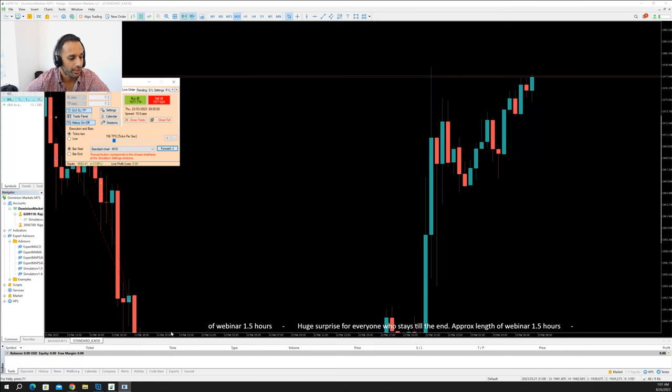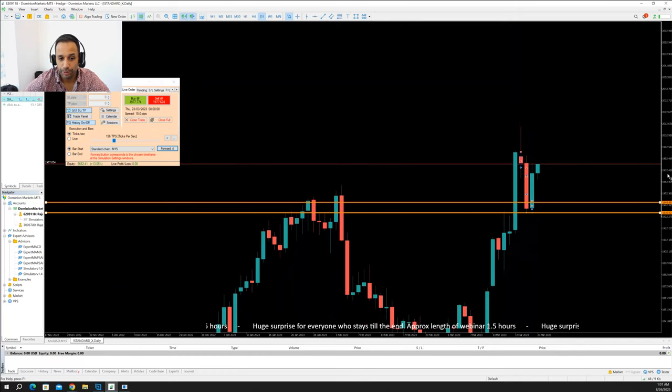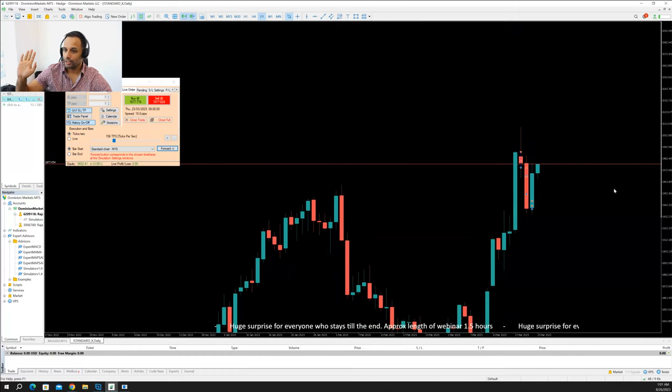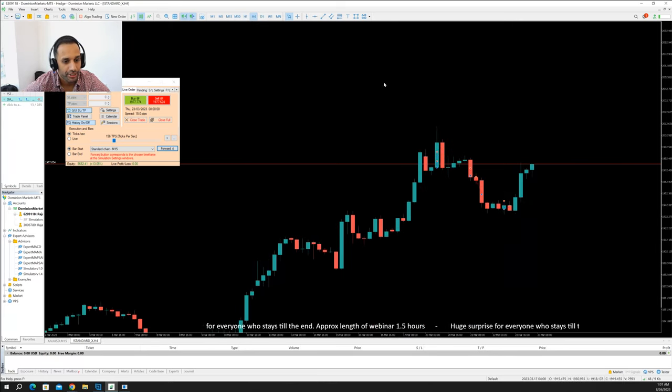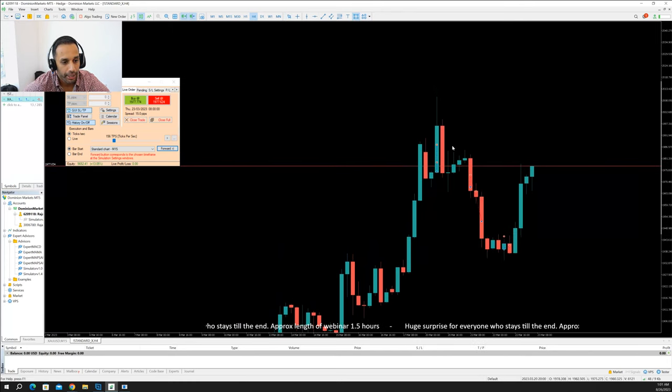All right, pre-London time. Let's take a look on the daily time frame. The daily is pushing up. Awesome. Trend is bullish on daily. We're moving up at this point. Right? Let's take a look on the 4-hour time frame. 4-hour candles are also pushing up.